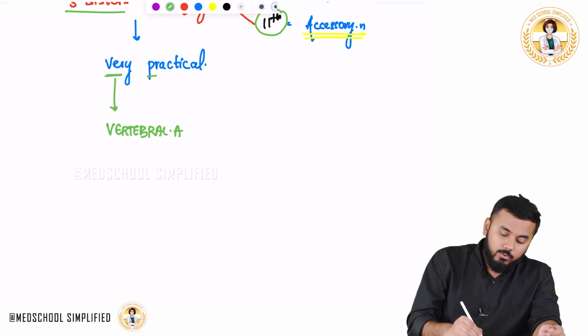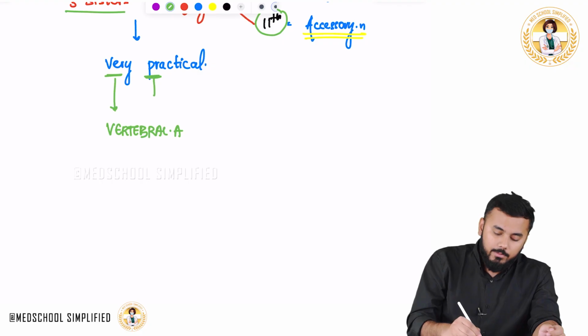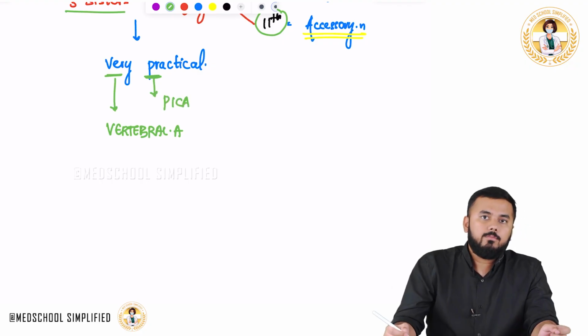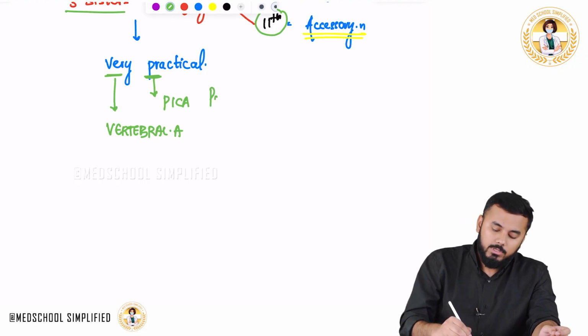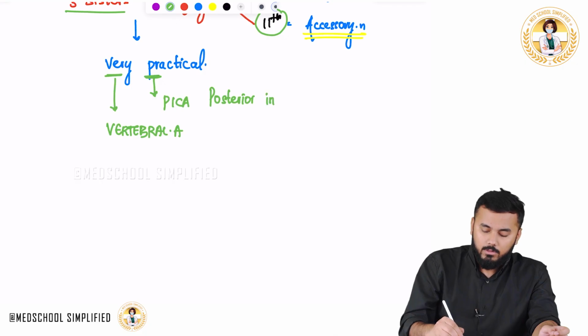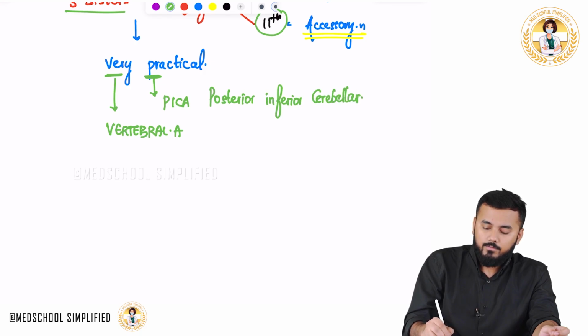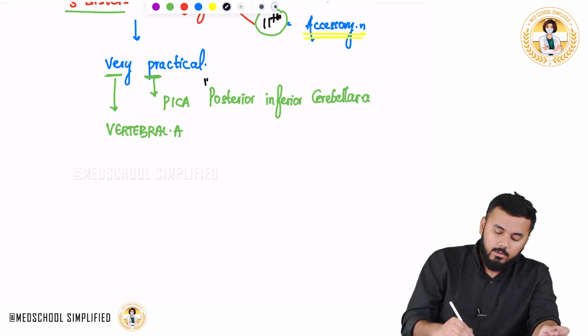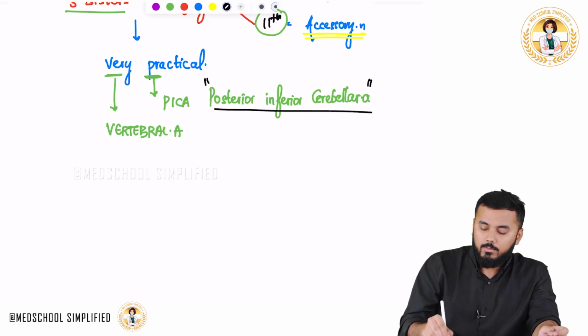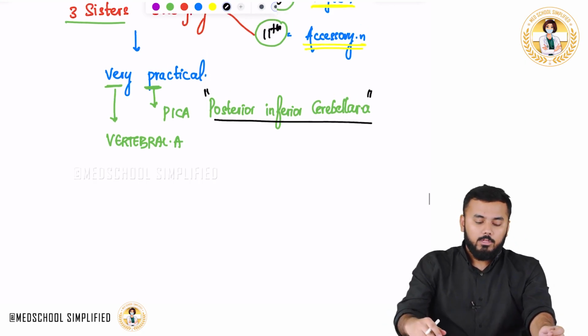And when you write practical, P stands for posterior inferior cerebellar artery. Posterior inferior cerebellar artery.